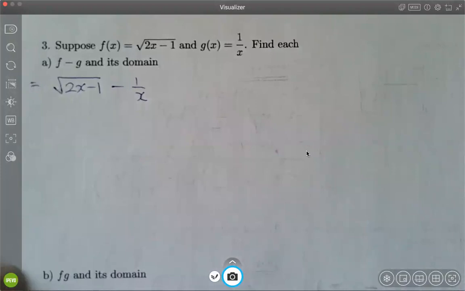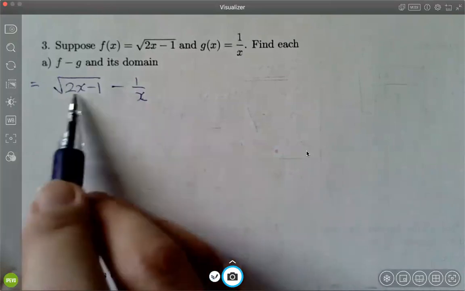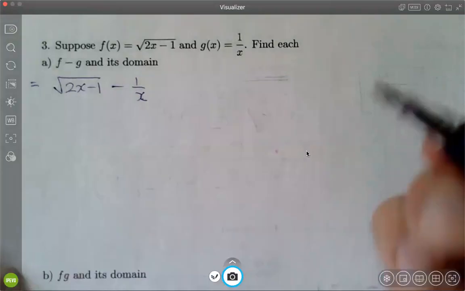So here, what do you have to do? Subtract, right? So square root of 2x minus 1, and then minus 1 over x. Okay, so now, here comes the first tricky part. There will be lots of tricky parts in this problem. Can we simplify this further? In other words, are there any like terms? No. And what's the reason? These two are not like terms because this is under the square root. So there's no way that you can simplify this further.